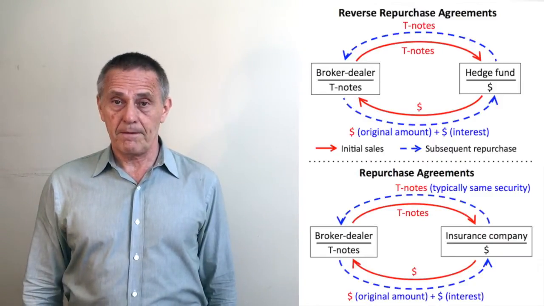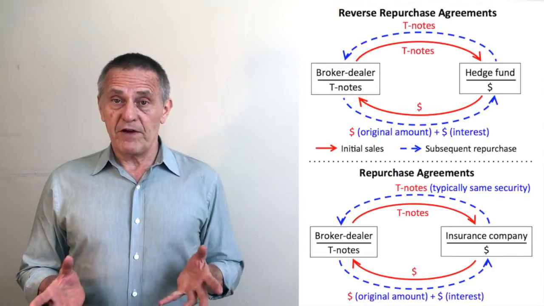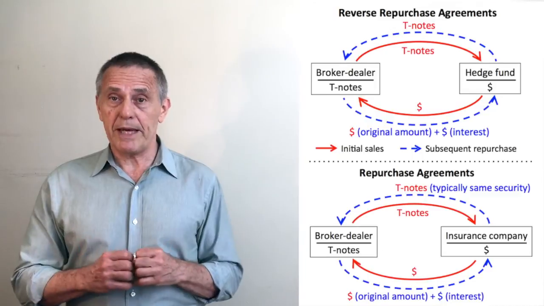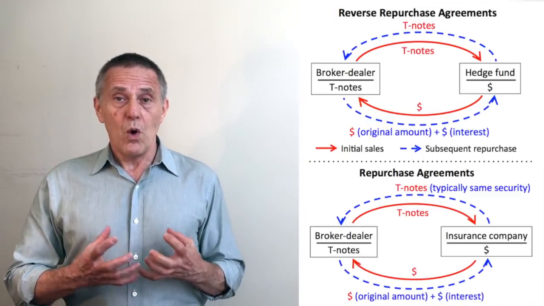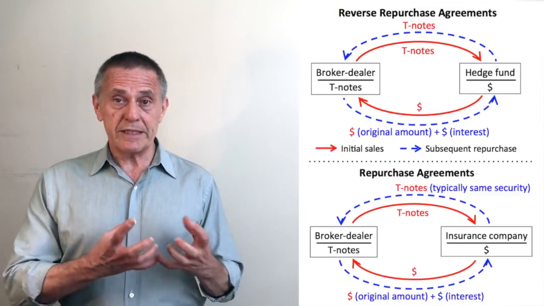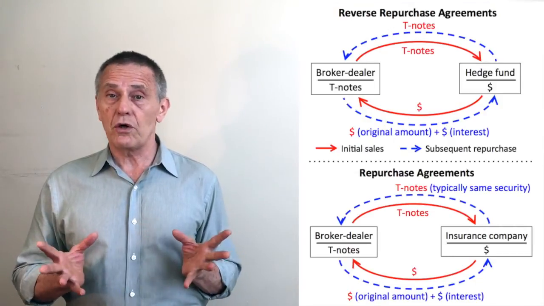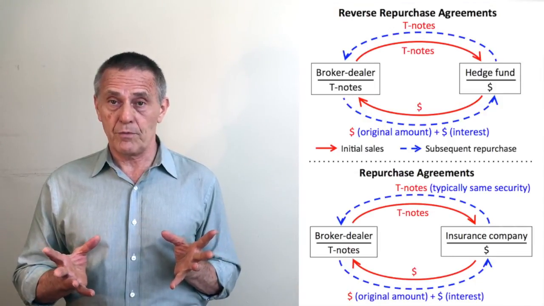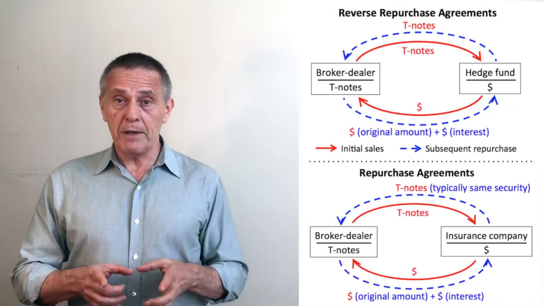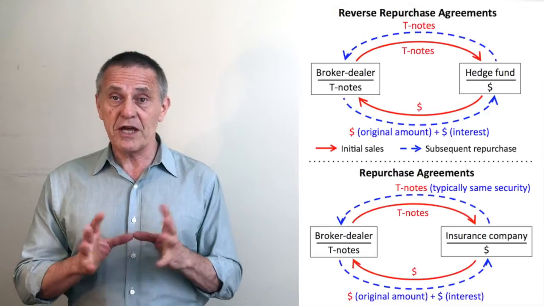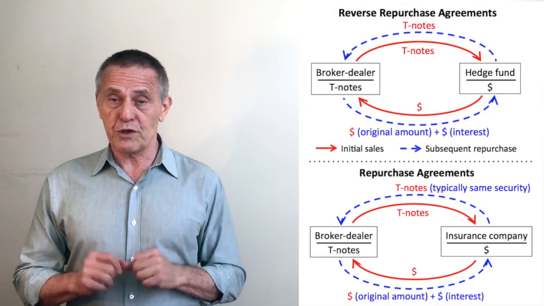Now, the naming convention that I cited before, let me expand on it in a little bit of detail. When the party holding securities needing to get their hands on money initiates the transaction, it's called a repurchase agreement. When the party holding money that wants to obtain, that is, reverse in specific securities, initiates it, it's referred to as a reverse repurchase agreement.